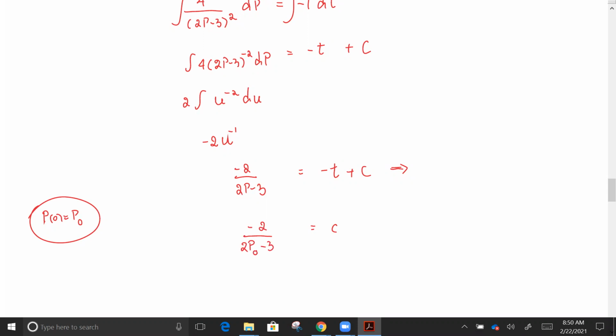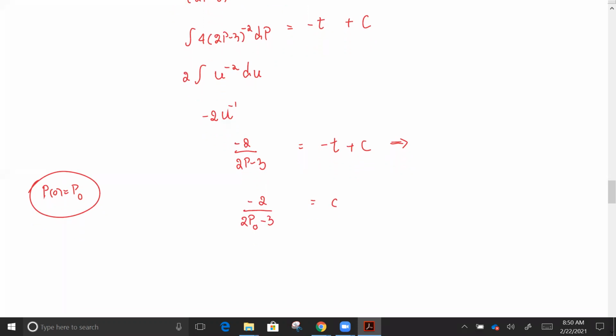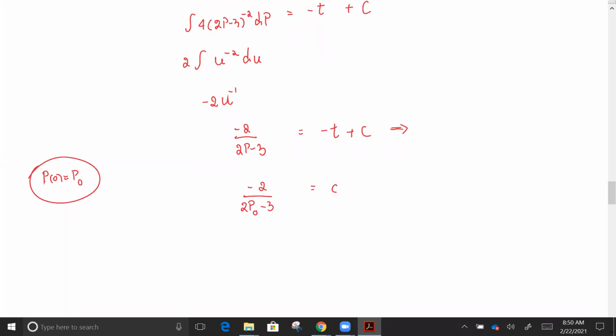But you're going to deal with the fraction form. It's kind of pros and cons. After that, we get the solution in the form of negative 2 over (2P minus 3) equals negative t minus 2 divided by (2P0 minus 3). Another sensitive part you have to worry about, because you have fractions everywhere, P is hidden in the denominator of the left-hand side.